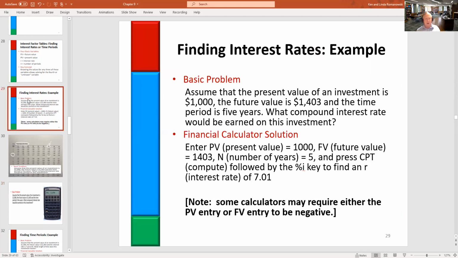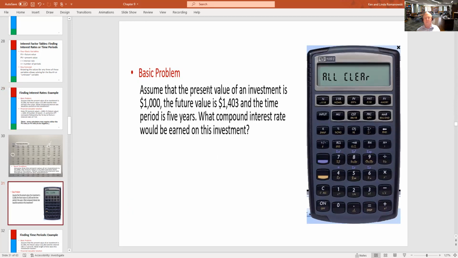Let me just confirm that here. Yes, it's 7%. All right, so just to reiterate, N is 5, I/YR is the number we're trying to find, negative 1,000 is the present value, 1403 is the future value. If you hit the I/YR key, you'll get a compounded interest rate of 7%. That's what we are trying to find.